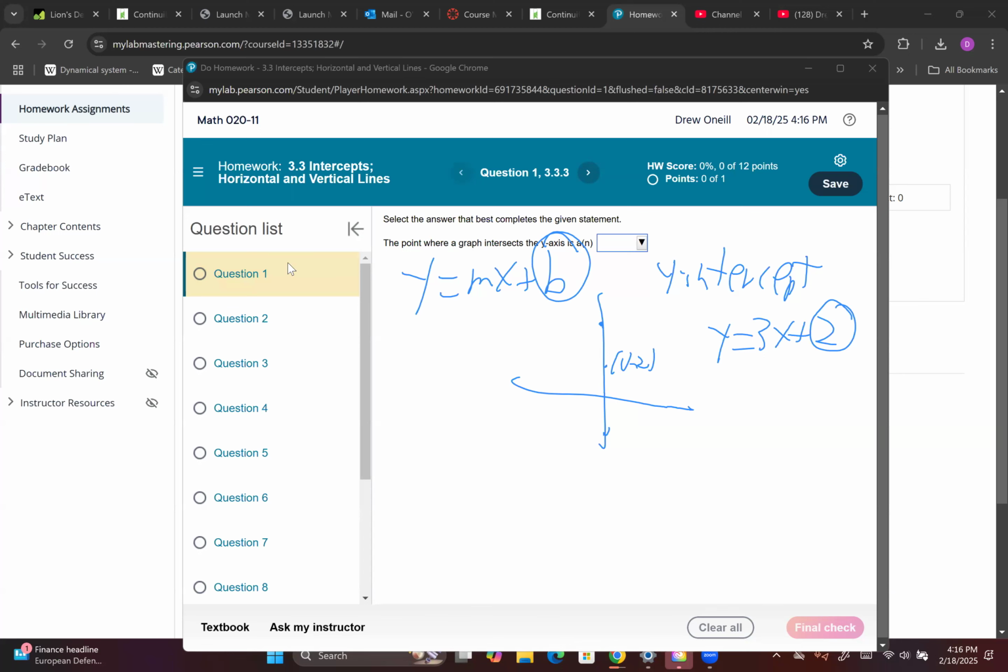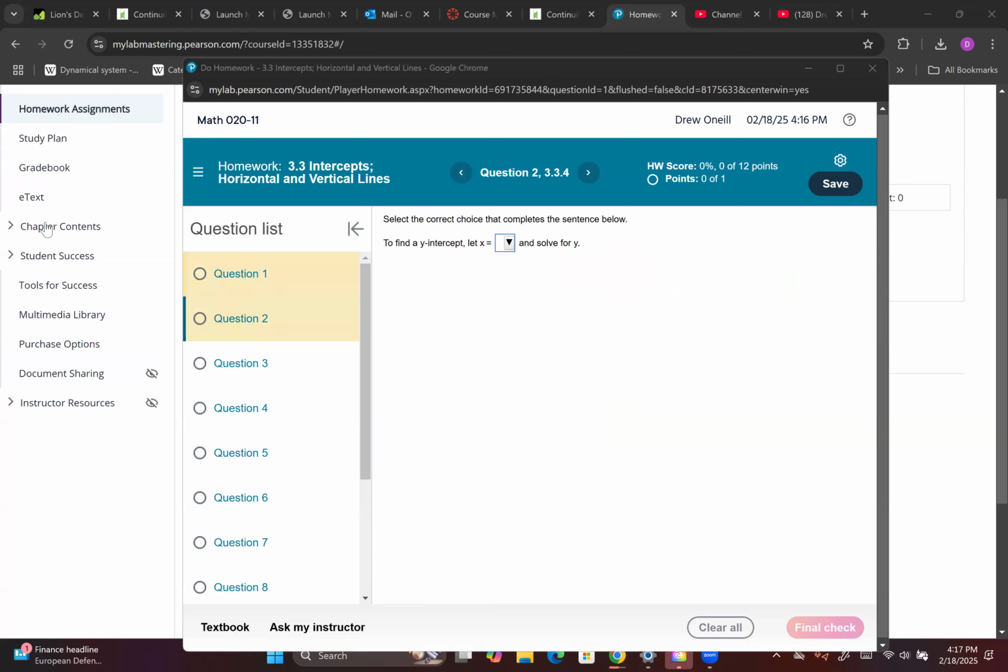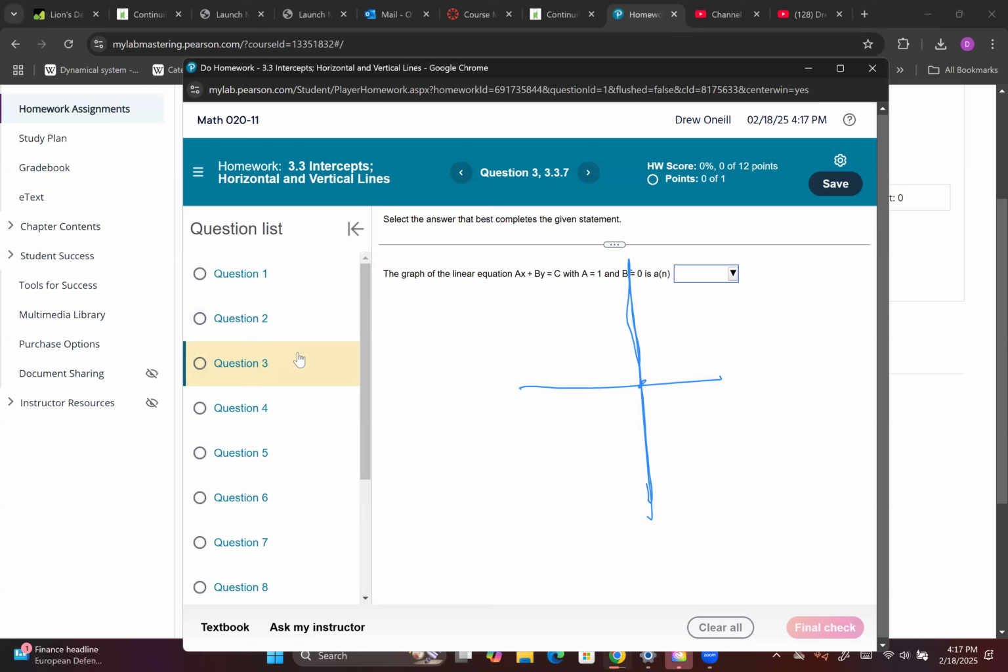All right, so y-intercept. To find a y-intercept, as we just saw, a y-intercept is when it crosses the y-axis. And when it crosses the y-axis, up here or down here, what's the x value? It's always the same. x is 0. So this is when x is 0. If you want to find an x-intercept, you let y be 0.